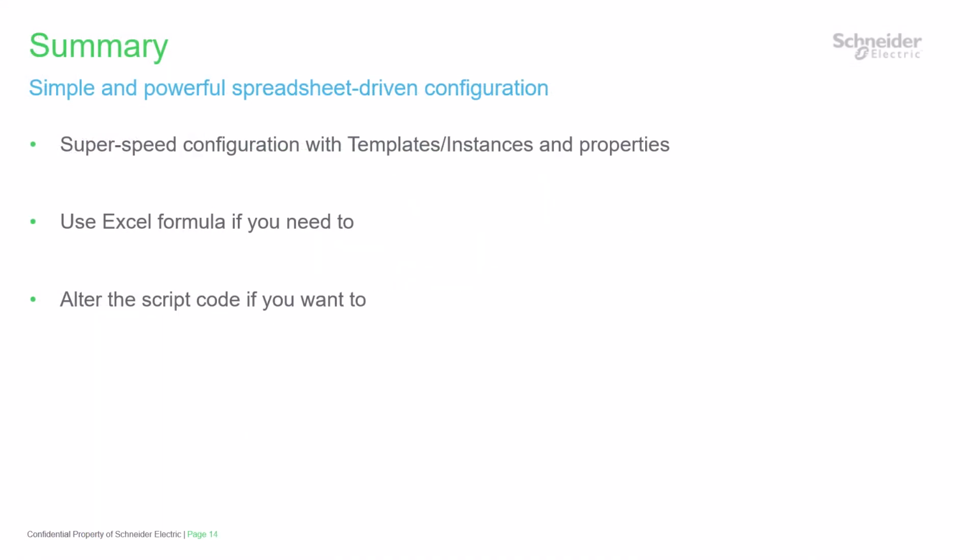I've shown you how this configuration import spreadsheet works. The power of it is now in your hands. You can super speed configuration using Geo SCADA templates, instances, and properties. You can use Excel formula if you need to, and as I've said, you can alter the script code if you want or need to as well.